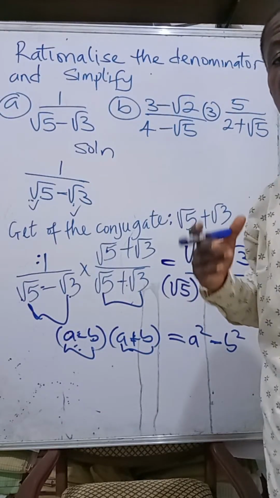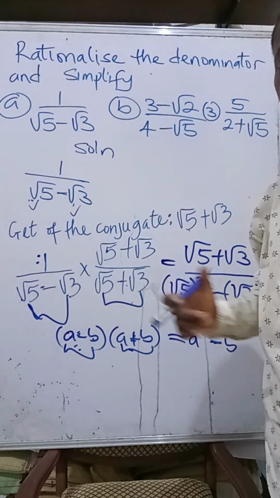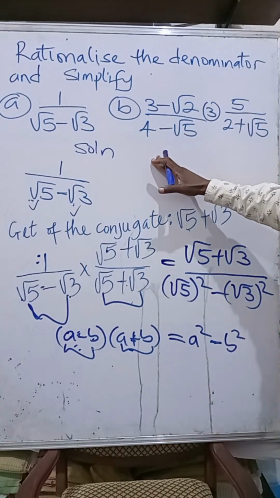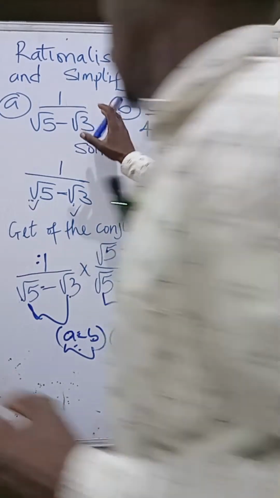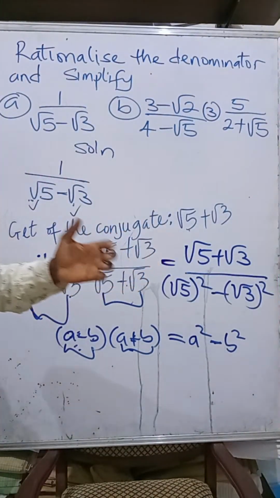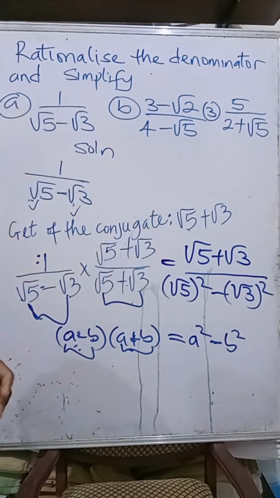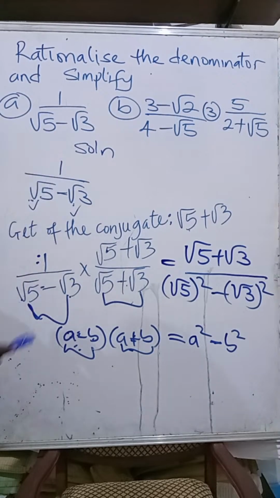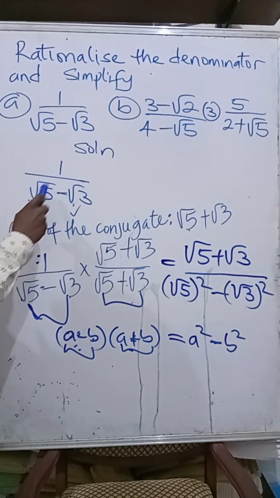Okay, we're looking at how to rationalize the denominator. Then we have this question, A, B, C. As I said in the first episode, we're going to be solving the questions. The first one, 1 over root 5 minus root 3.